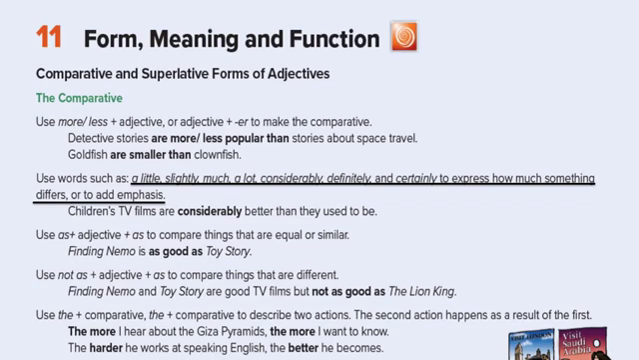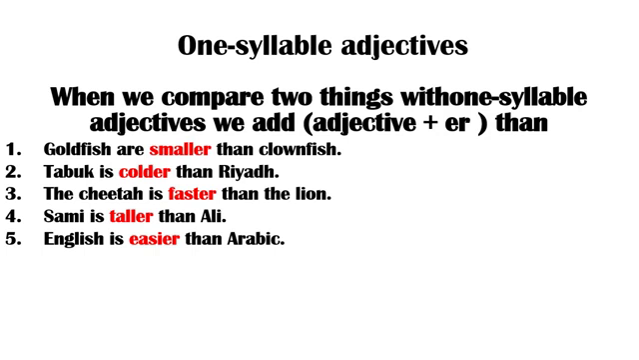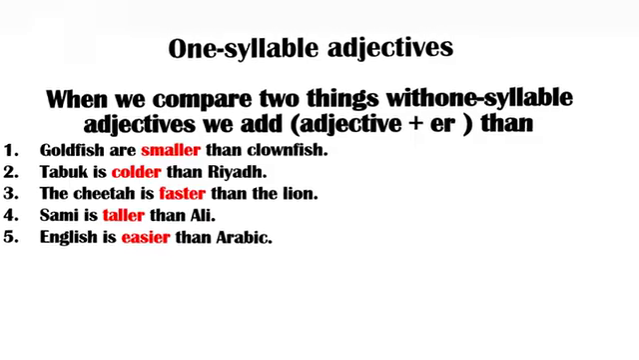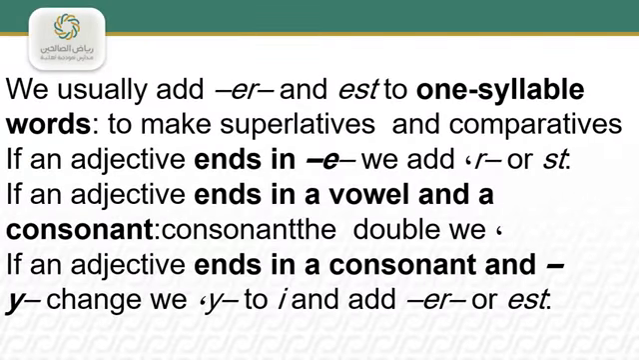Now let's talk about one-syllable adjectives. When we compare two things with one-syllable adjectives, we add adjective plus er, and we use the word than after them. Goldfish are smaller than clownfish. Tabuk is colder than Riyadh. The cheetah is faster than the lion. Sami is taller than Ali. English is easier than Arabic.